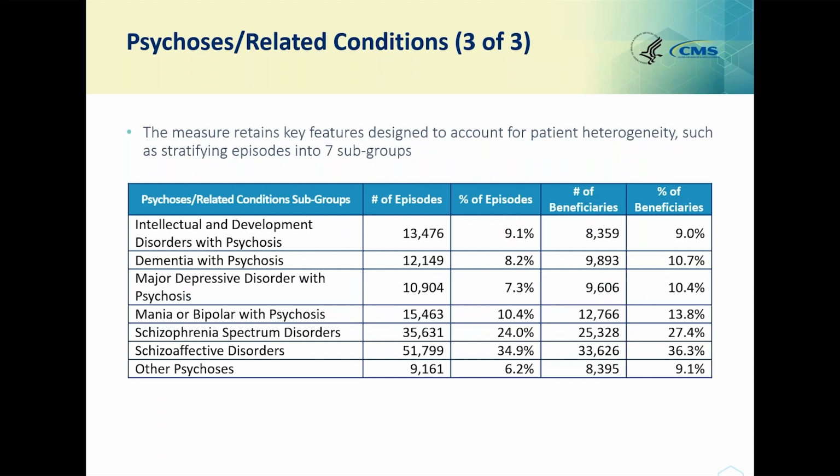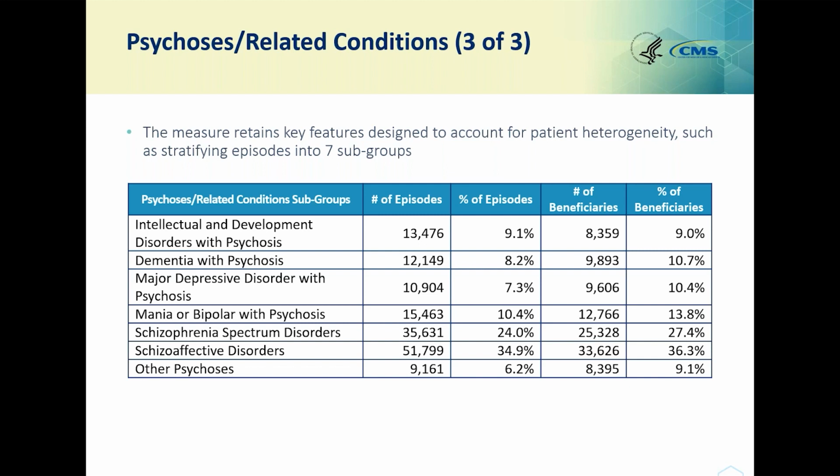Besides these limited updates to the measure, the psychoses and related conditions measure still uses a range of techniques to account for patient heterogeneity. One method, given the breadth of care captured by MSDIG 885, is to stratify into clinically homogeneous subgroups. These are clinical categorizations based on hierarchical logic and comorbidities. From our testing, we can see that the greatest proportion of episodes and beneficiaries in the measure are within the schizophrenia spectrum disorders and schizoaffective disorders subgroups.